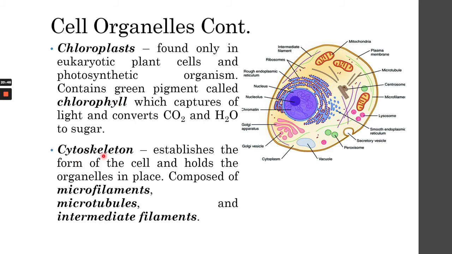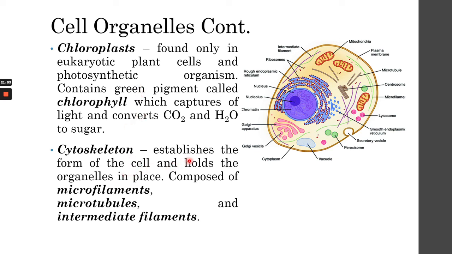Again, chloroplast is only found in plants or eukaryotic plants or photosynthetic organisms. Humans and animals, a lot of them are not photosynthetic, so we cannot find the chloroplast inside our cells.